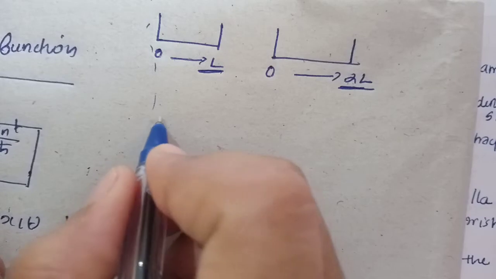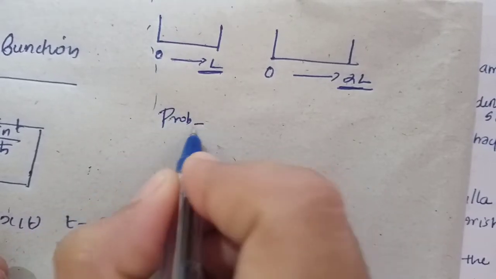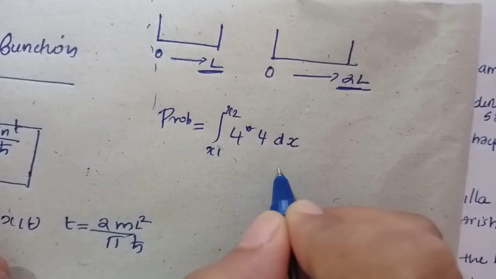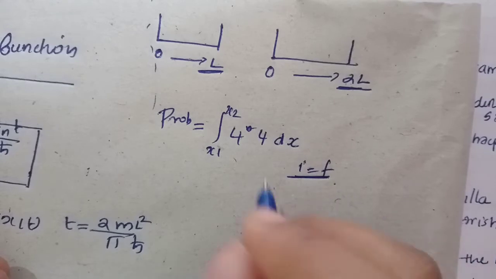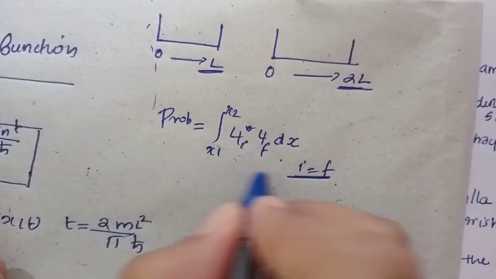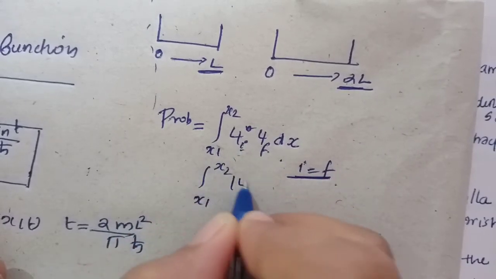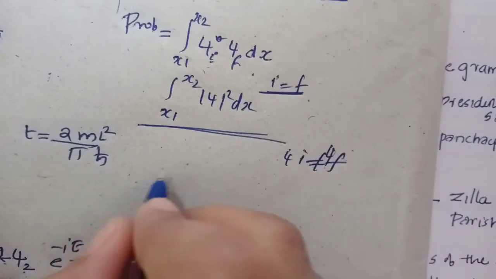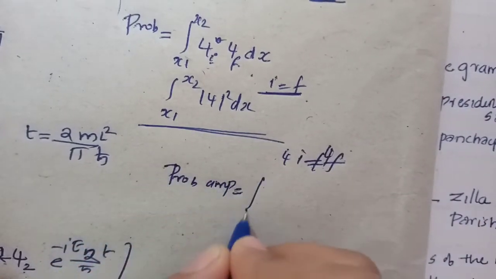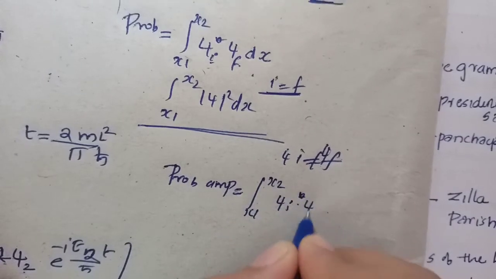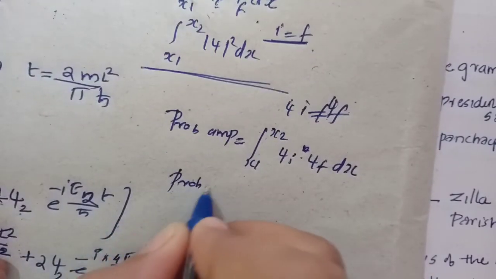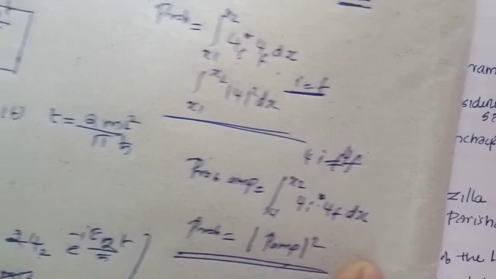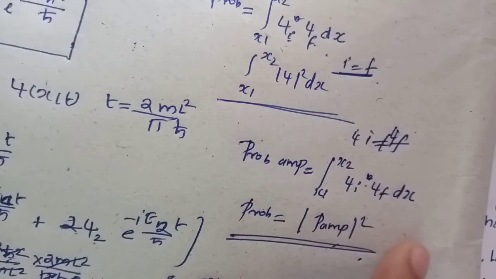We already know that the probability is equal to integral x1 to x2 psi star psi dx when the initial and final wave functions are the same. That is, psi i star psi f with the same wave function, the probability is integral x1 to x2 mod psi square dx. If psi i is not equal to psi f, the probability amplitude is given by integral from x1 to x2 psi i star psi f dx, and the probability is equal to the mod of the probability amplitude squared. So this is the theory behind probability and probability amplitude.